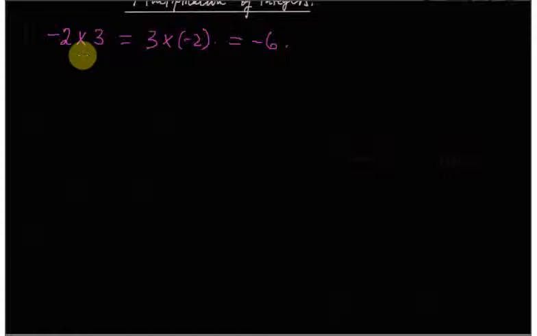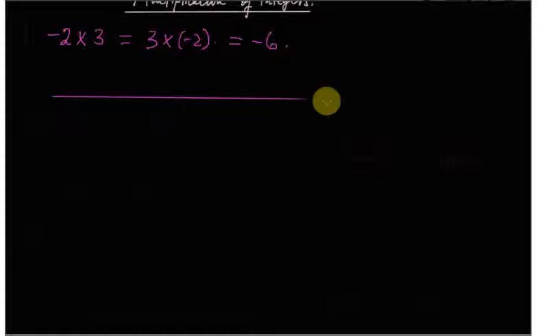So this is the same as having groups of 3 twice in the opposite direction. Or it is the same as having groups of 2, 3 times in the opposite direction. So this on a number line will show it like this.